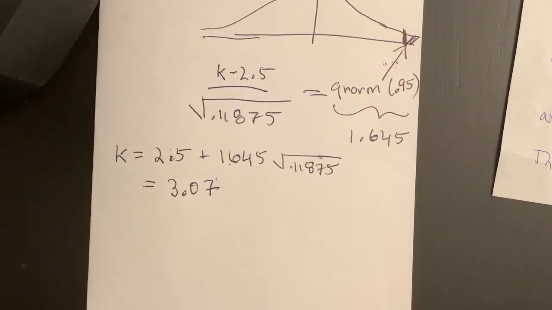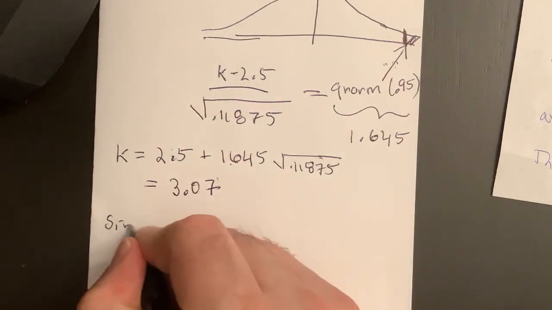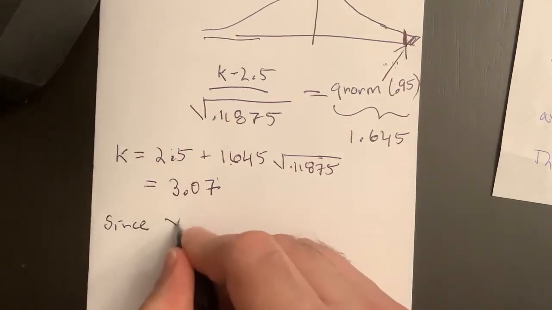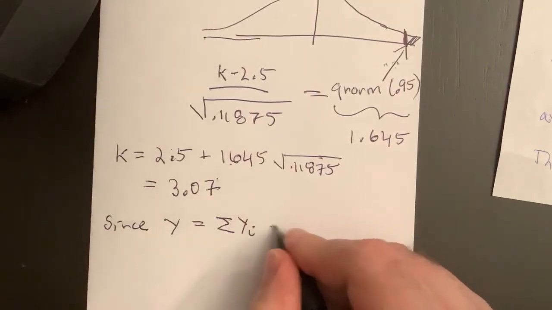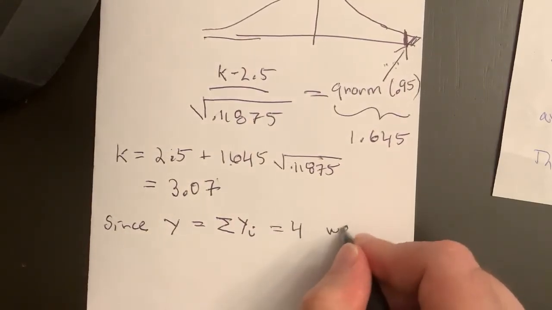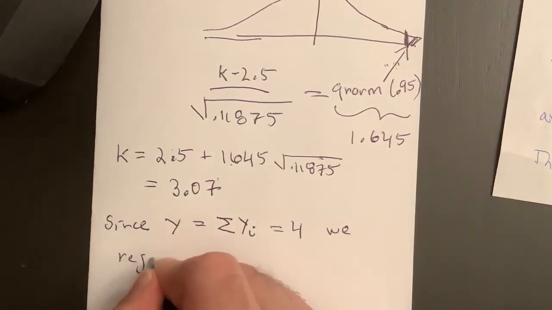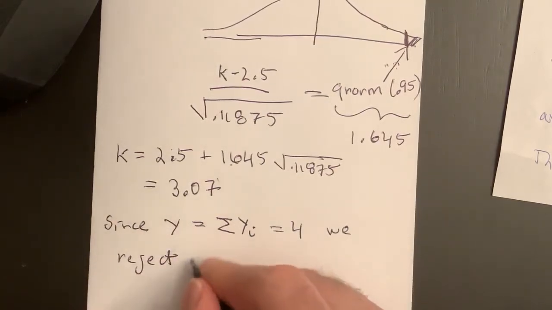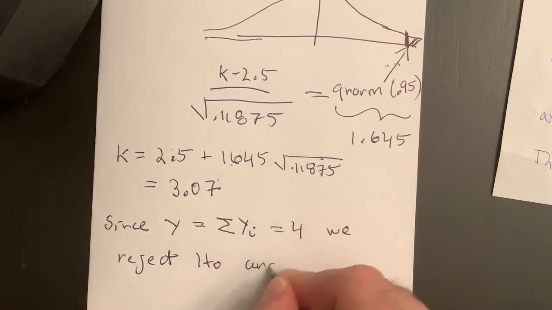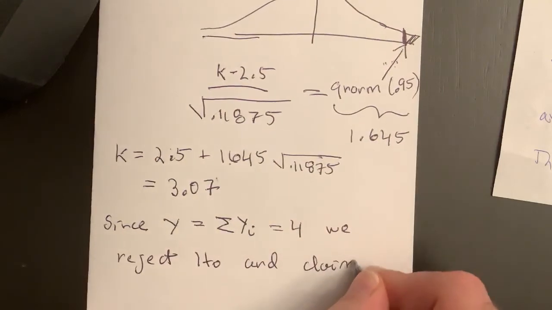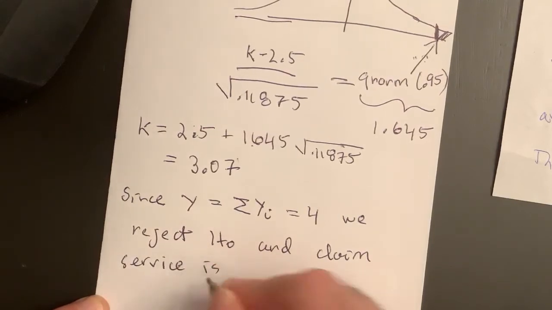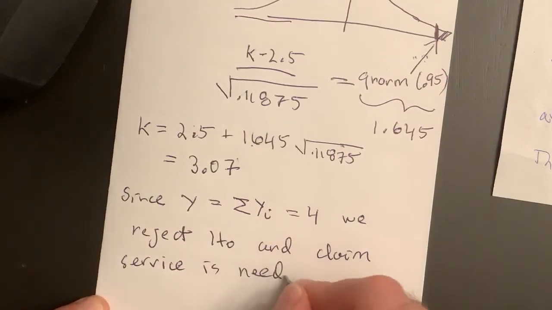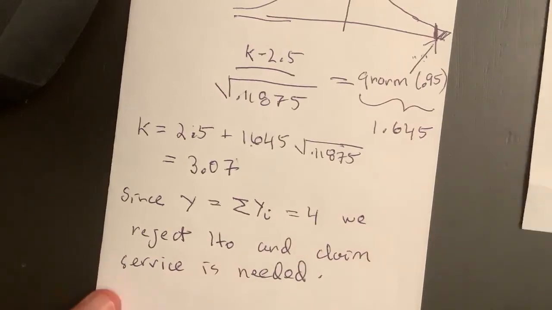Okay, so since the sum of yi was equal to 4, we reject H0 and claim service is needed.